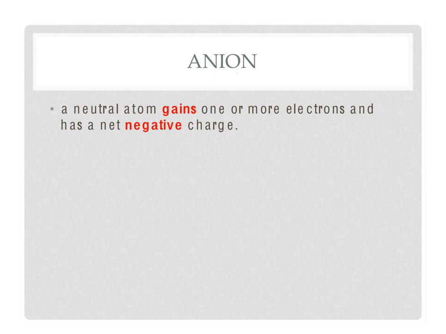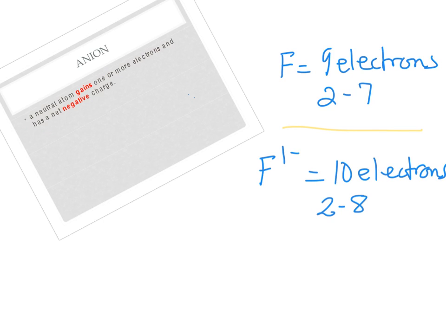In comparison, an anion is when a neutral atom gains 1 or more electrons and now has a net negative charge. Let's take a look at an example of fluorine. Now, fluorine has 9 electrons in its ground state or as a neutral atom, which is a configuration 2-7. So the valence electron is 7, which basically means that it can gain another electron. So if it gains another electron, it now becomes 10 electrons with a configuration 2-8. And so the symbol for that is now F with a 1 negative charge. Again, note that the negative goes behind the number and not before the number.